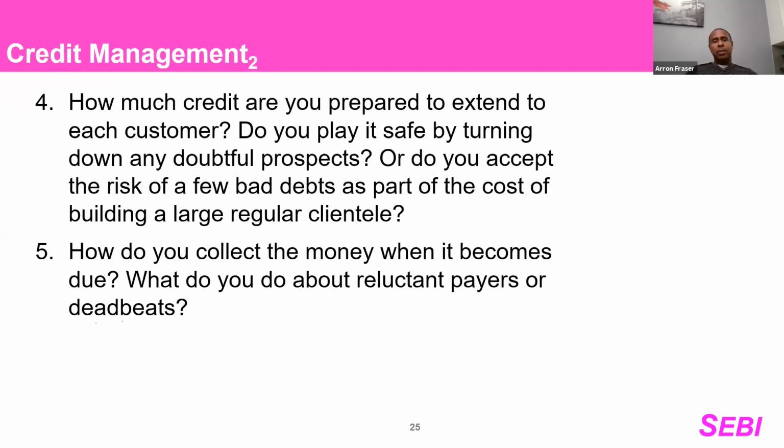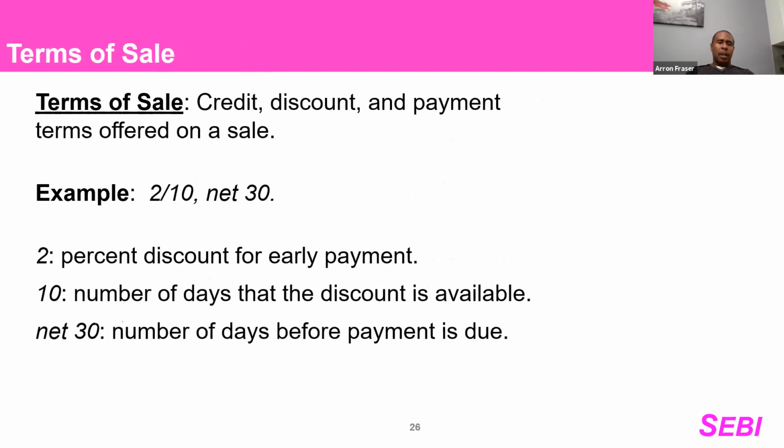Then you have to look at credit limits, so how much credit you're willing to extend to each customer. Then you have to look at your appetite for risk. Do you just play it safe and say no to those who look very doubtful? Or do you, in your appetite for risk, accept that there will be some debts that will go bad, right? And then finally, how would you collect your money when it becomes due? There should be some policy or way of working that you will implement when money becomes due. So those are some of the questions that you need to address when you look at debt management, right?